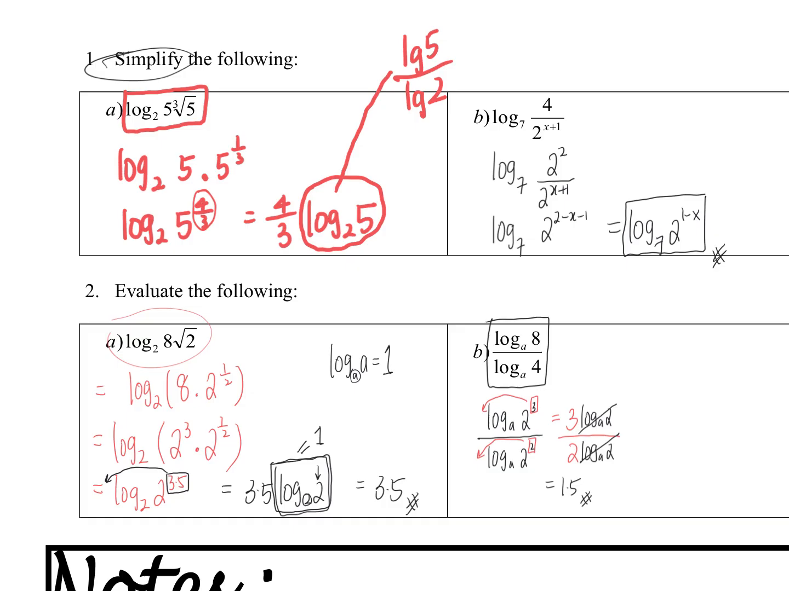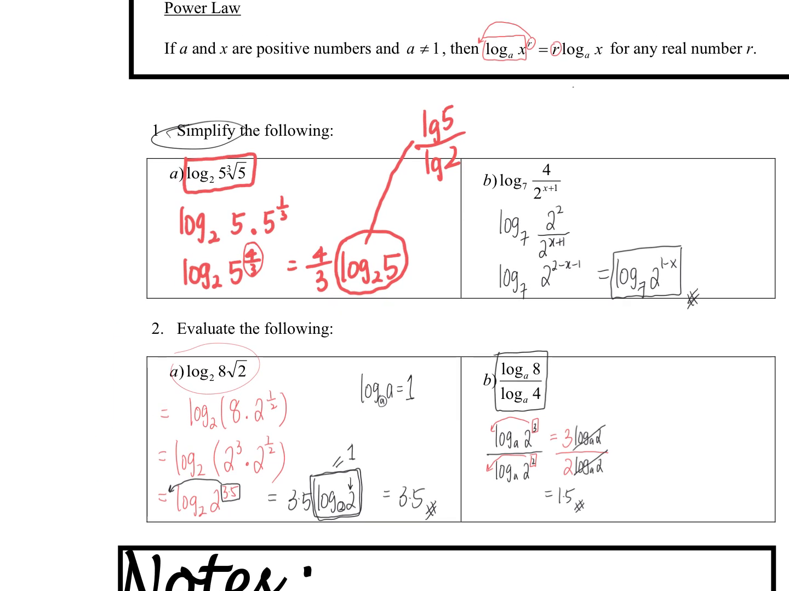Okay, so you're just applying the rules. So far we only have 3 rules. If it's the same base, the log is 1. If it's applied to 1, it is 0. And then the third one is if you have a power, you can bring it down to multiply. Okay, so these are the 3 rules that we have learned.